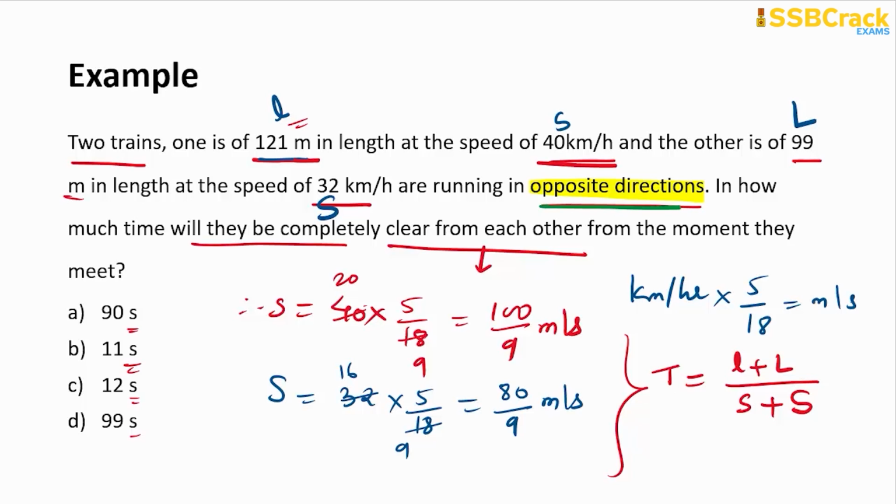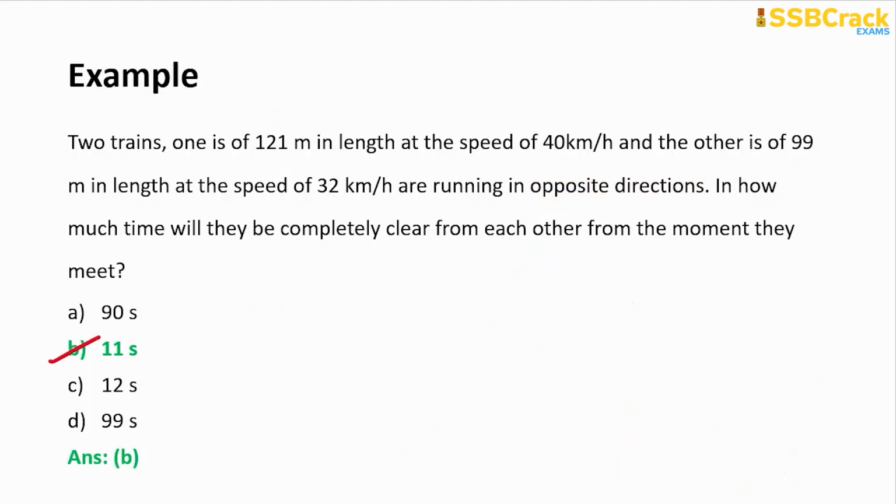Why? Because the trains were running in opposite directions, and hence we're going to get this answer as 220 divided by S plus capital S. Please add these two readings. You're going to get 180 upon 9, with 180 in the numerator and 9 in the denominator. So you can see that this answer comes out to be 11 seconds. Check the calculation if required. And hence the correct key for this particular question is option B.